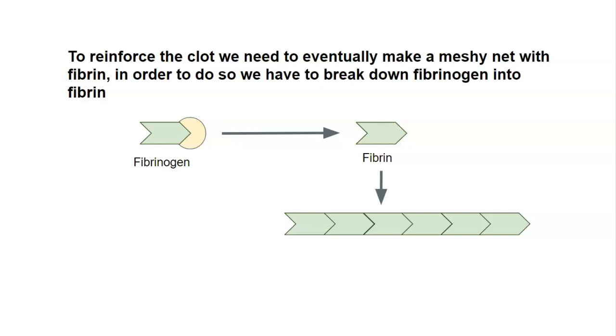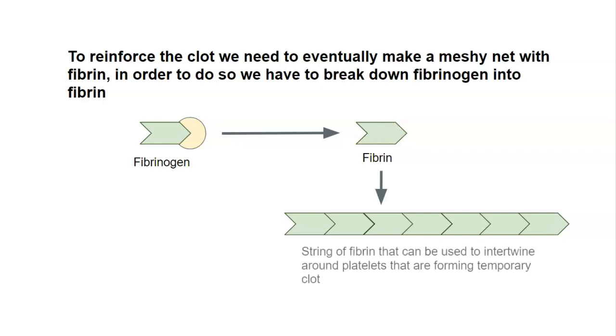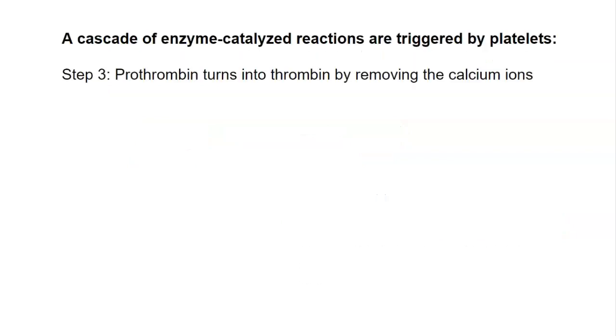You do not need to write this down, just giving you a visual to see what is our job. So the platelets are there, but we really want to fill that in and reinforce it. So we're going to make this long string called fibrin. So step 3, we take prothrombin and turn it into thrombin. And that's all you need to say is prothrombin turns into thrombin. What does that look like?